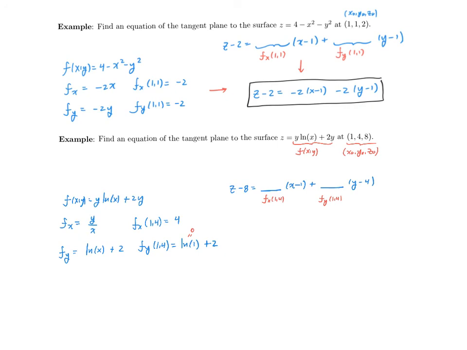Substituting in those quantities, we now have the equation of the tangent plane, and you don't need to rewrite this if you don't want to. It is z minus 8 is equal to 4 times x minus 1 plus 2 times y minus 4, which completes the example and the material for this first part of the discussion. In the next video, what we'll do is dive more into the geometric visualization and think about this idea of linear approximation. So stay tuned and take care.